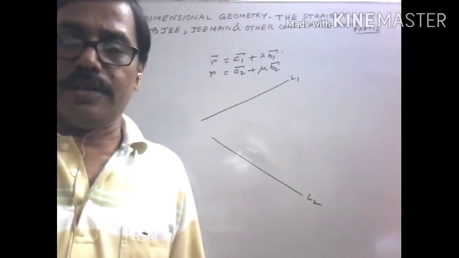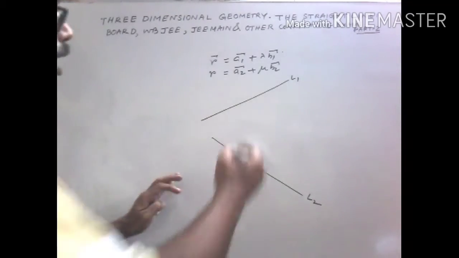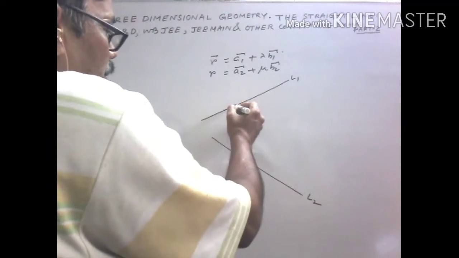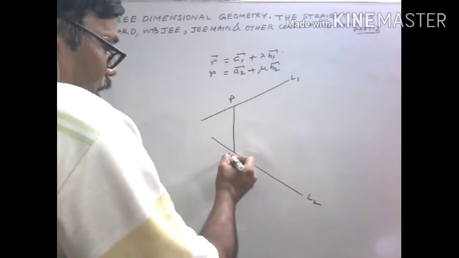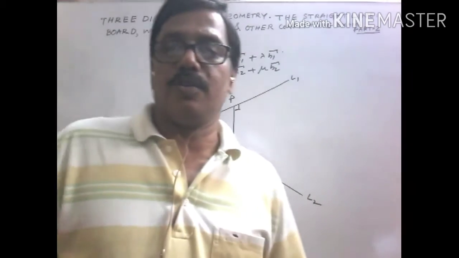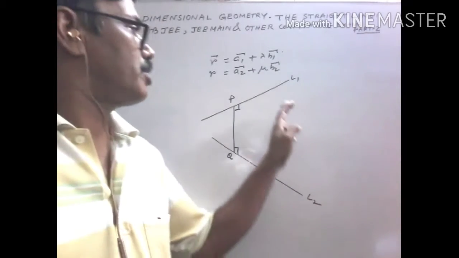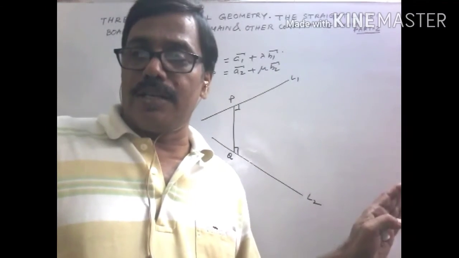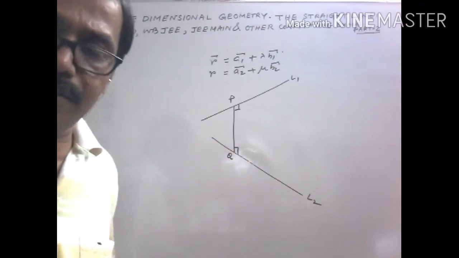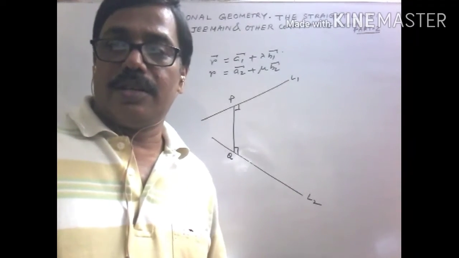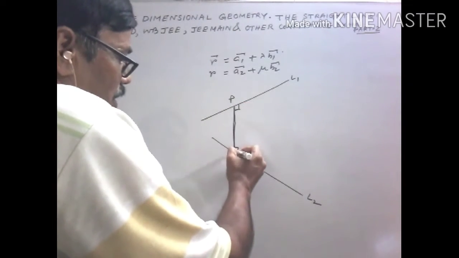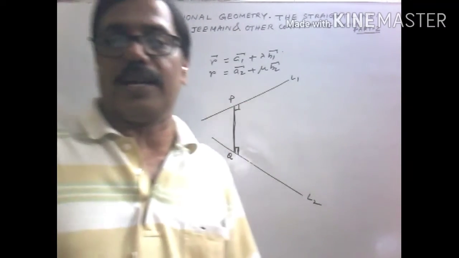Suppose L1 and L2 are two lines in different planes, and PQ is the line of shortest distance. Then PQ is perpendicular to both the lines. So what is a skew line? If two lines are neither intersecting nor parallel, then they are said to be skew lines. That is, they lie on different planes. So the line of shortest distance is perpendicular to both the lines.